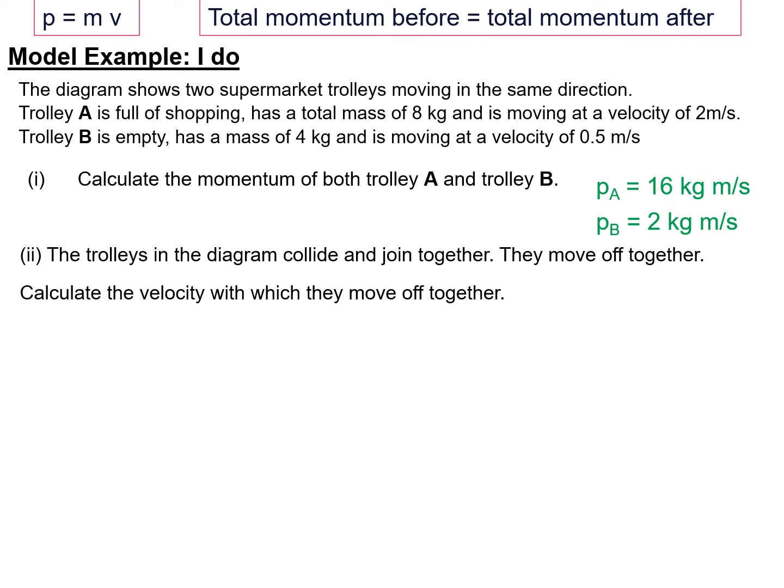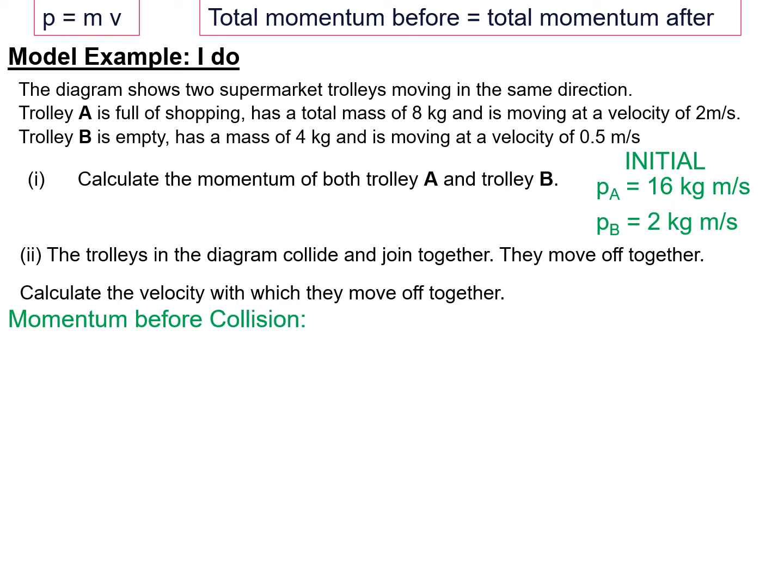So I've just written those answers for part 1 up at the top so that we've got enough space for part 2. So the trolleys in the diagram collide and join together and they move off together. And we need to calculate the velocity with which they move off. Now, in order to do this, we have to look at the momentum before and we have to look at the momentum after. So worth remembering that those momentums that we calculated in part 1 are the initial momentum, the momentum at the start before the collision.